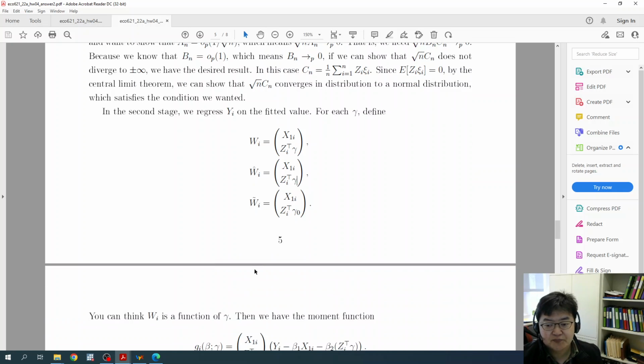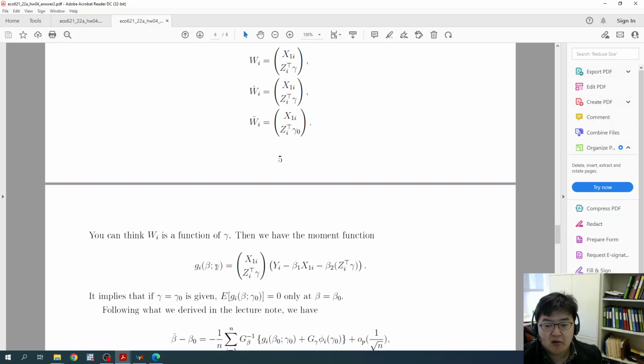And then what's important here is W is a function of gamma, because we are going to differentiate the function, and then you have to consider this. And we have the moment condition this way. It looks like the moment condition has two arguments, but actually not. Gamma is not an argument. You may think of it as a preliminary, like we usually call it a nuisance parameter.